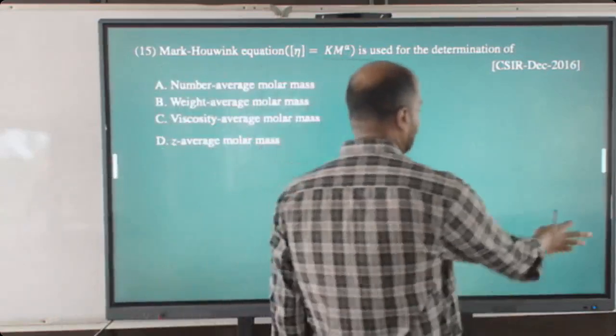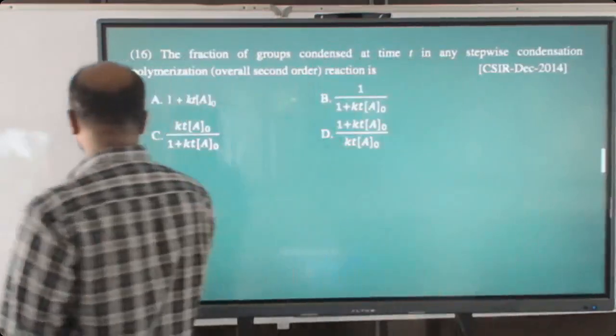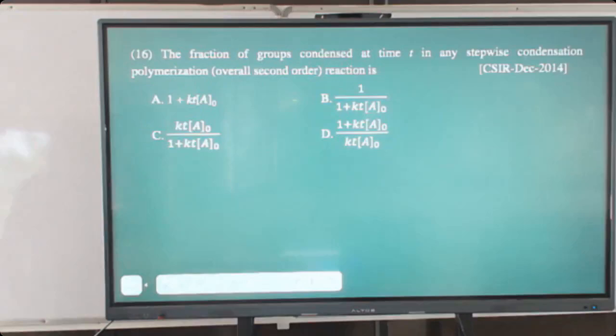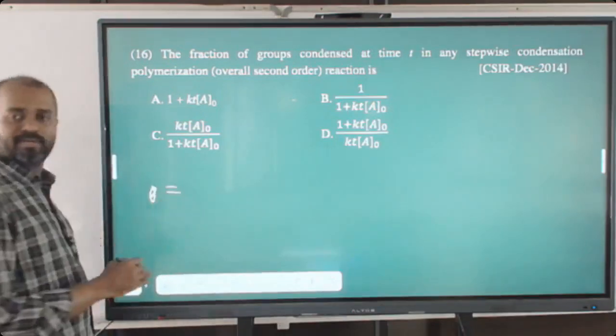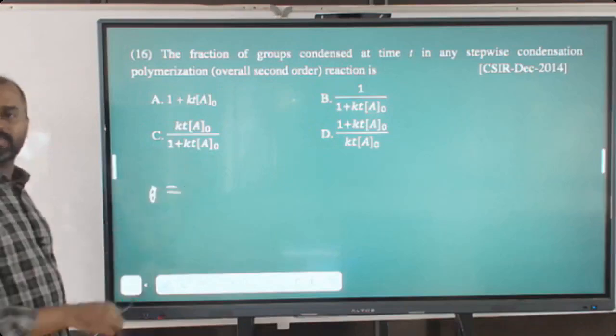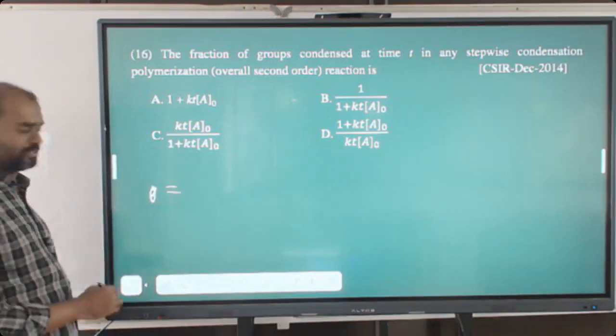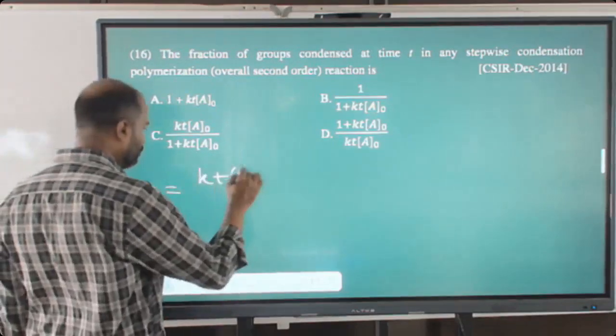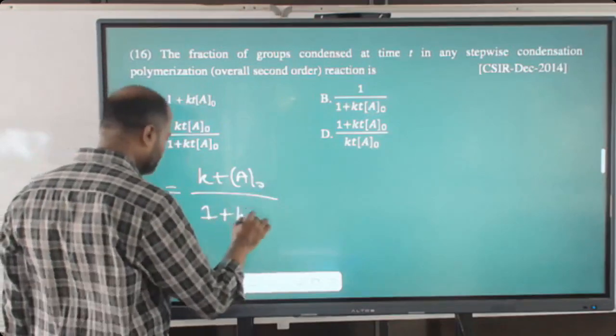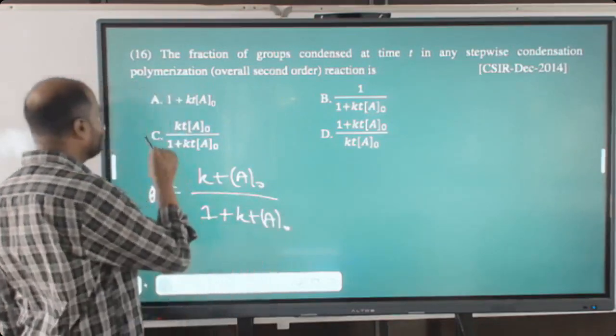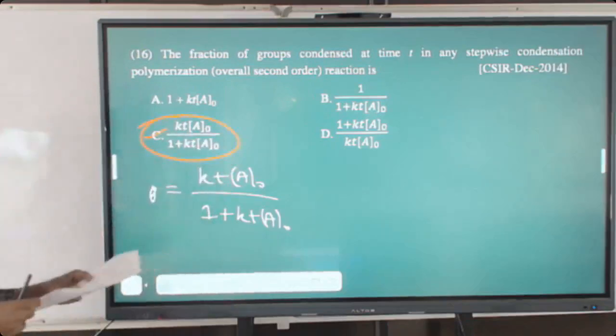This is question number 16. The fraction of groups condensed at time t in any stepwise condensation polymerization, overall second order reaction, is what? The fraction of groups condensed, P, is given by the equation k t A0 divided by 1 plus k t A0. I think option C. Option C is the correct answer.